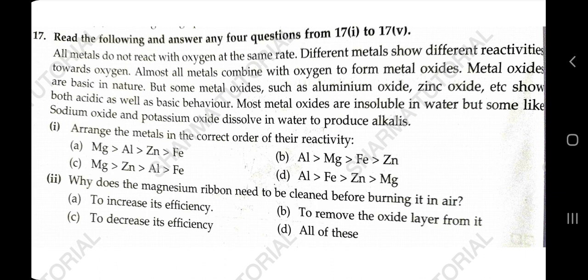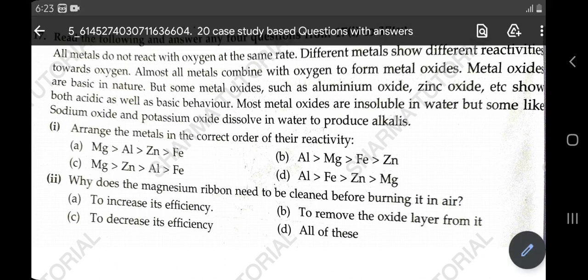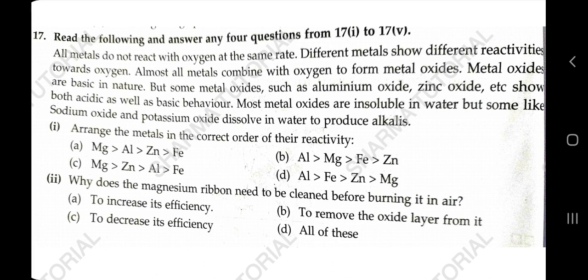By reading this paragraph, we understand that this is from the chapter Metals and Non-metals. Now let us solve the given questions. The first question is: arrange the metals in the correct order of their reactivity. Here we are given a group of metals: magnesium, aluminium, zinc and iron. So these are the four metals given. Now out of these, which is the most reactive metal?